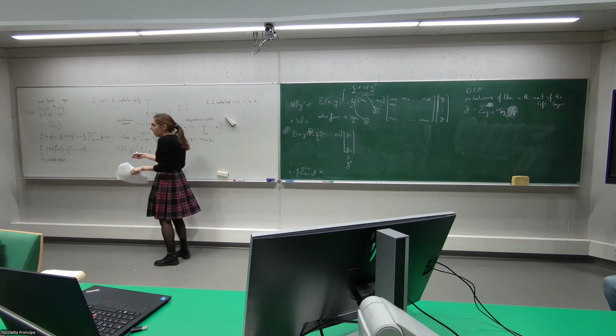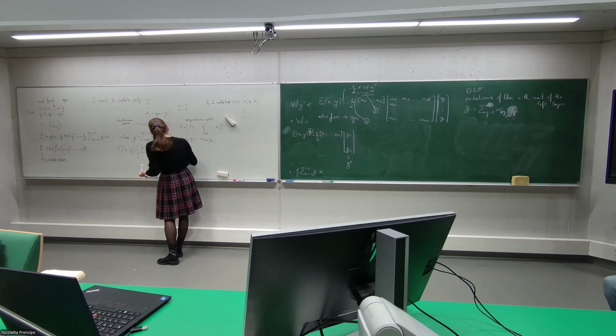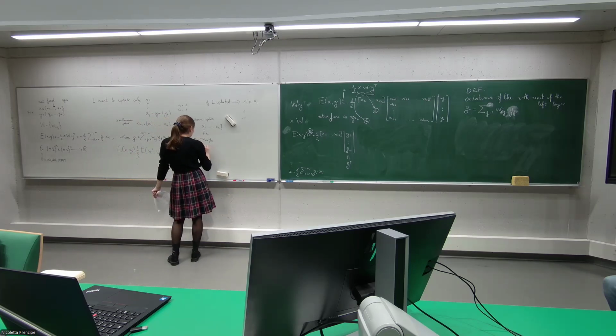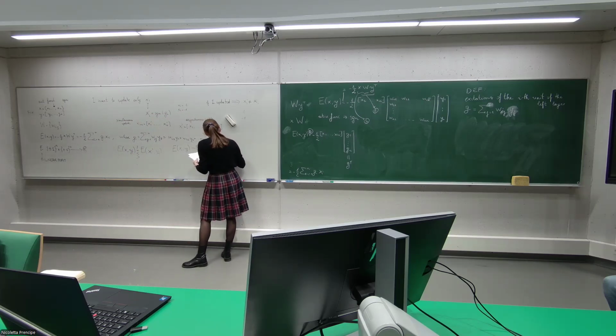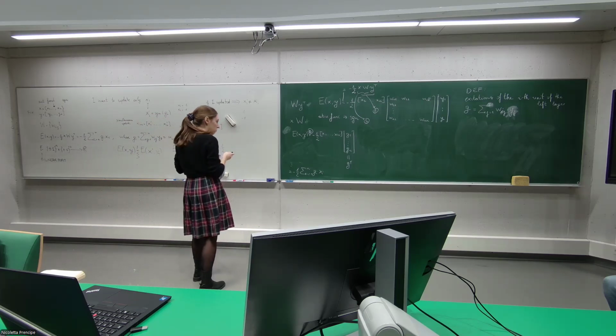What happens with the energy when I update them? Let's try to write down the equation of the energy. So if I write the energy of x, y minus the energy of x prime, y, what do I obtain?